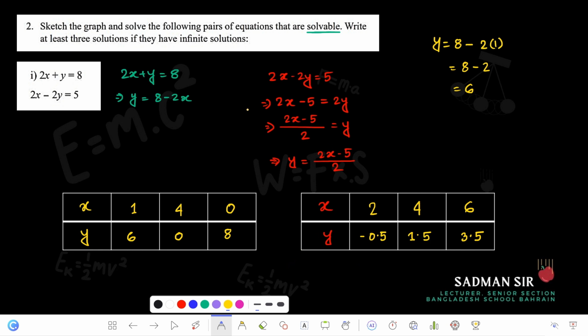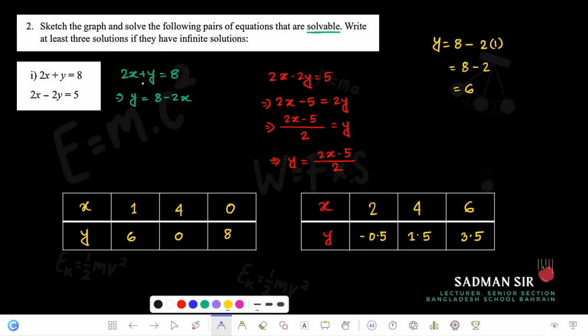So our calculation here is done, and we need to put these points in the graph, and by joining them we will be getting a straight line. As we have two tables, we will get two straight lines, and wherever these two straight lines intersect, that will be the point.